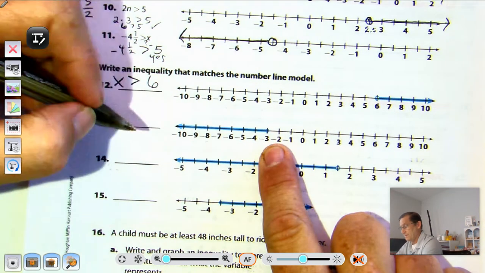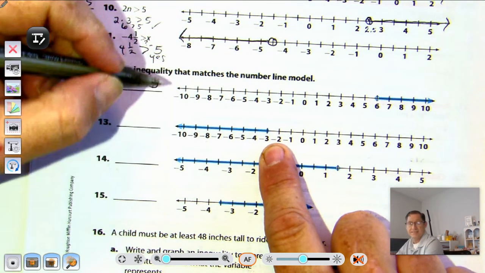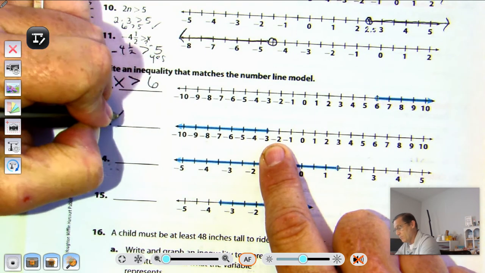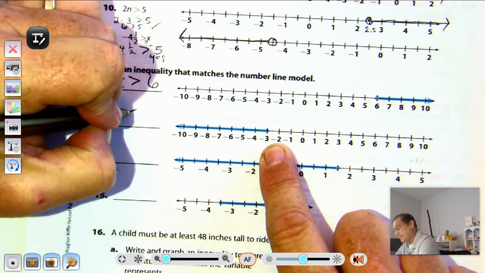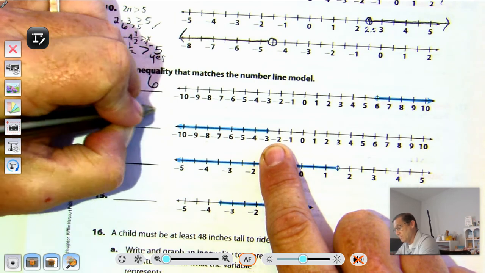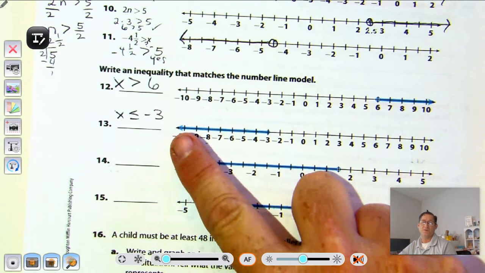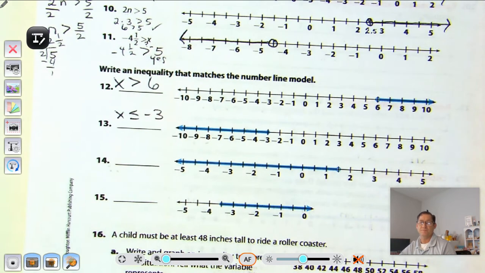In the next one, the -3 is included. And everything's to the left. So we want x to be less than or equal to -3. Again, solid circle, we're going to use the equal symbol.